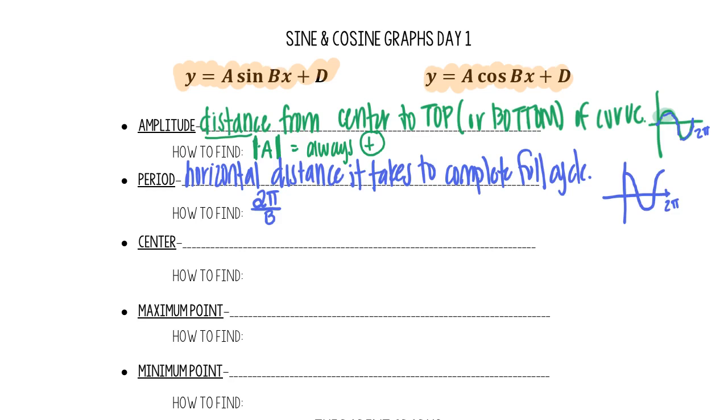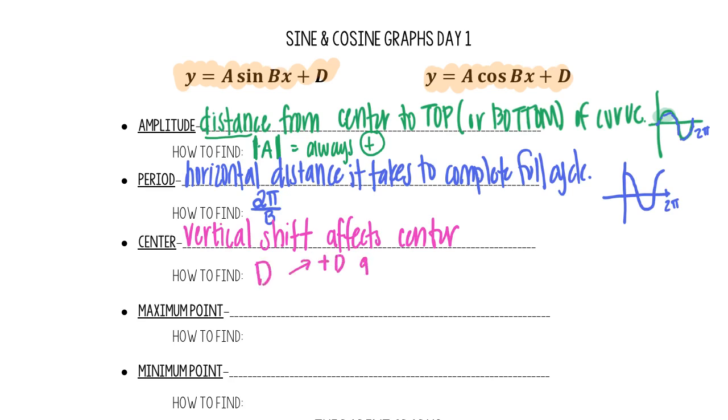Next one, the center, is just the vertical shift. That affects the center of the curve. And we've now talked about A, B, and the only variable left over is D. So you look at D. If it's a positive D, that means the graph is shifted up. Versus a minus D means the graph is shifted down.